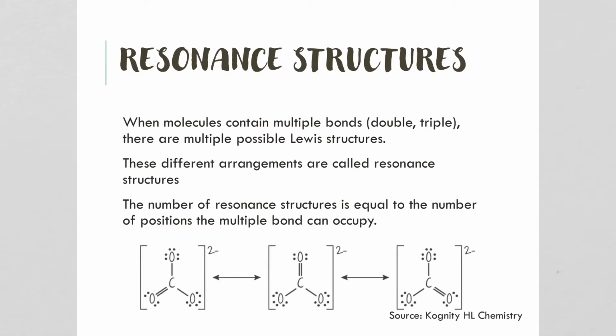And the number of resonance structures is equal to the number of positions the multiple bond could occupy. So for instance here, this is the carbonate ion. The double bond could be here, or it could be here, or it could be here. So you can see that there's 3 possible resonance structures. So the double bond could be in any of those positions.